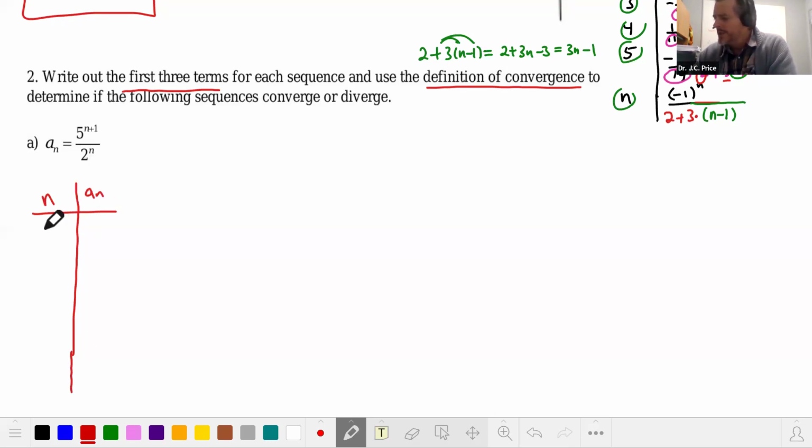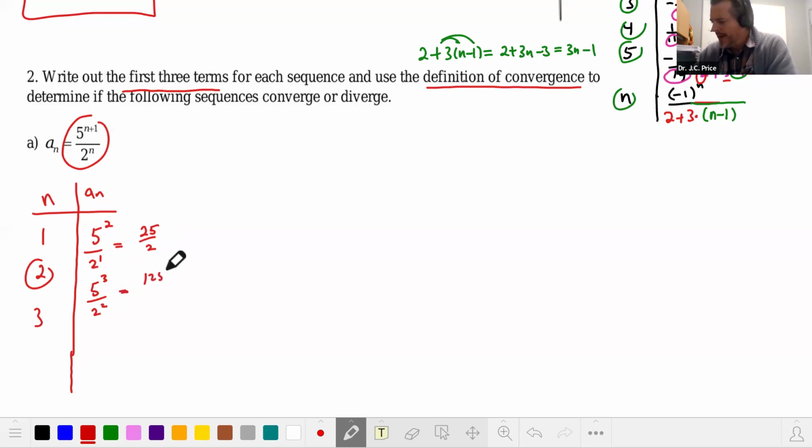And so, the first 3 terms, so not too many, so 1, 2, and 3. So you just plug in 1 into this formula. And so you basically get what? So 5 squared divided by 2 to the 1. So that's equal to 25 over 2. Now we'll plug in 2, and we get 5 to the, so 2 plus 1, which is 3, over 2 squared, which is equal to what? 125 over 4. And then finally, we'll plug in the 3 into this thing.